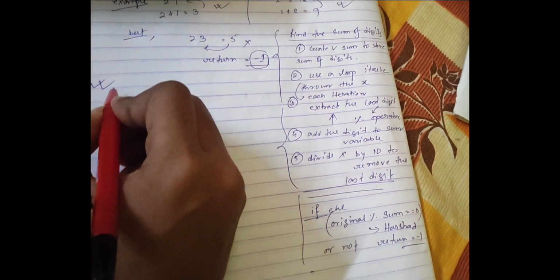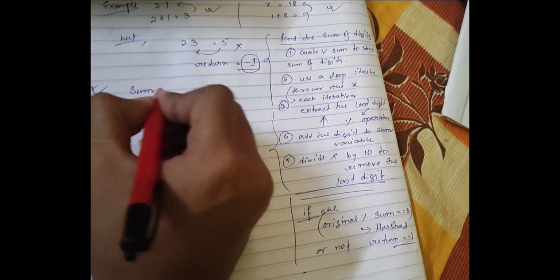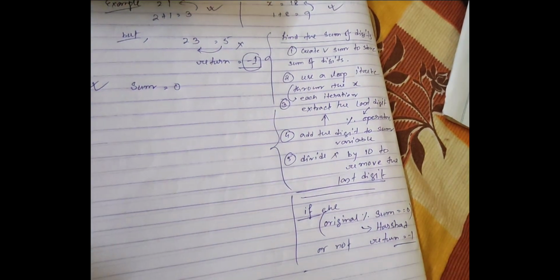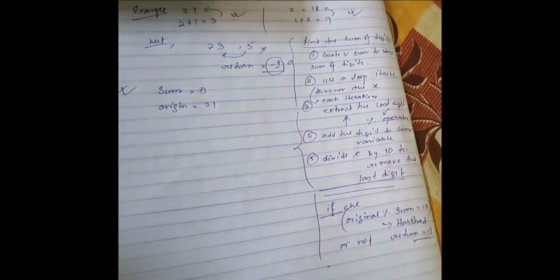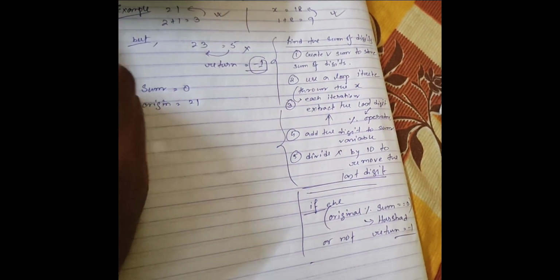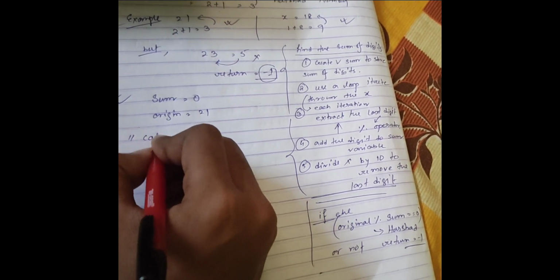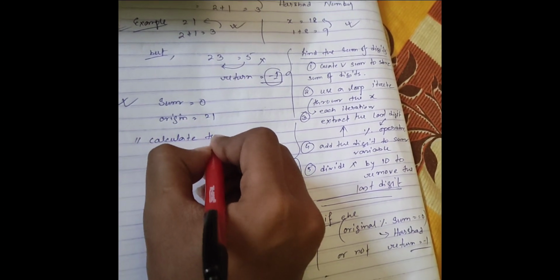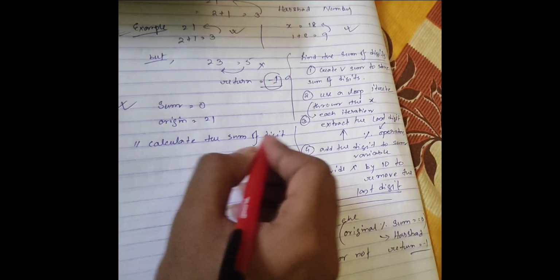First of all, we initialize a sum, which is 0. And our original number is 21, because we are using the first example. So first of all, we calculate the sum of digits of the number.